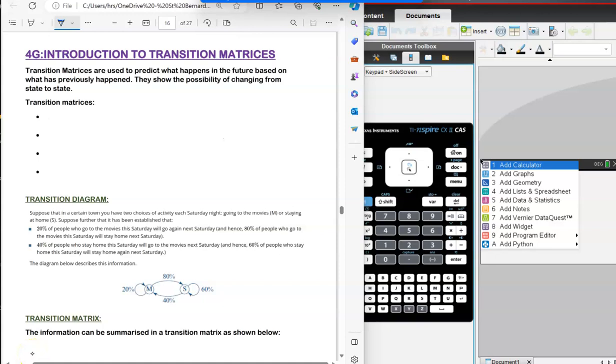All right, so today we're looking into doing the introduction to transition matrices. Transition matrices, what they've done is they've collected a lot of data and they look at what the data starts to show us, patterns. Then they create these transition matrices that are used to predict what will happen in the future according to what's previously happened. And they show the possibility.